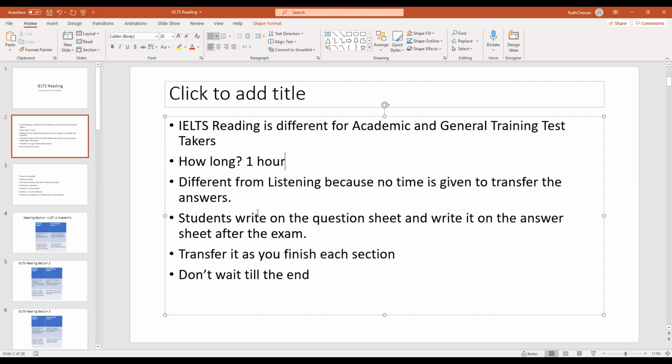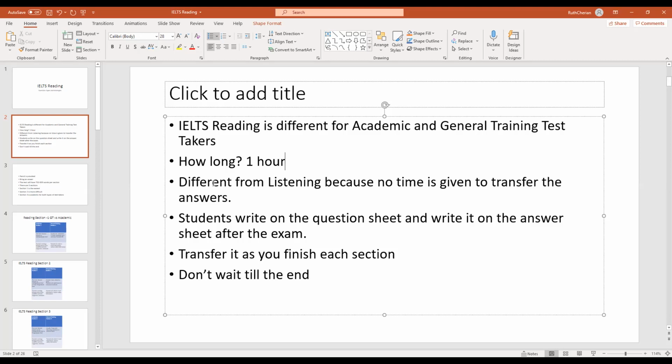It's different from your listening part of IELTS because there's no time given to transfer your answers. At the end of your listening test, you're given some time to transfer your answers into your answer sheet if you're taking a paper-based test. But if you're taking a computer-based test, you will not have a separate time to transfer your answers. So for your reading, there is no time given. But I've seen students always suggest that you spend the last 10 minutes of your test time to transfer answers and check if it's correct.